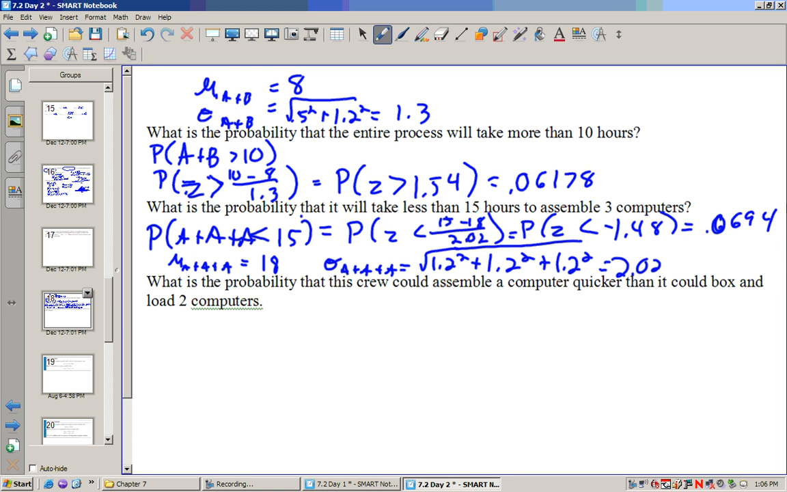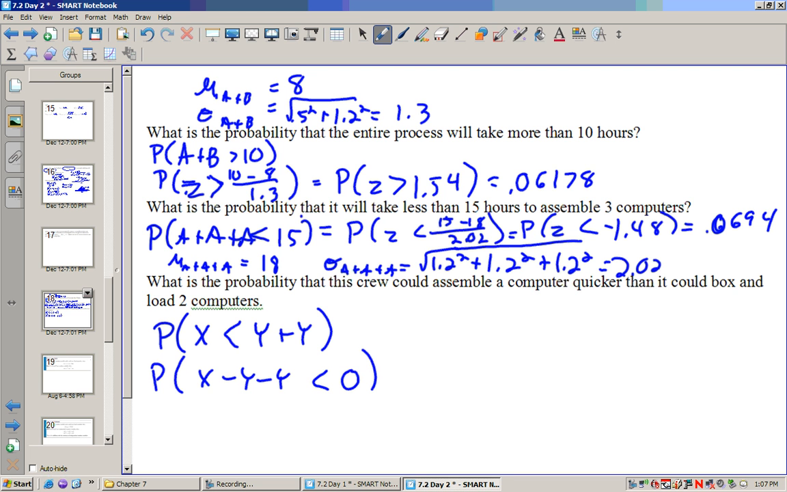Now the next one was the probability that the crew could assemble a computer quicker than it could box and load 2 computers. So that's the probability that it can assemble a computer in less time than it takes to box and load 2 computers. So that's the probability that x minus y is going to be less than 0. So I need to find the mean of x minus y and my standard deviation of x minus y. So my mean is going to be 6 minus 2 minus 2, which is 2.